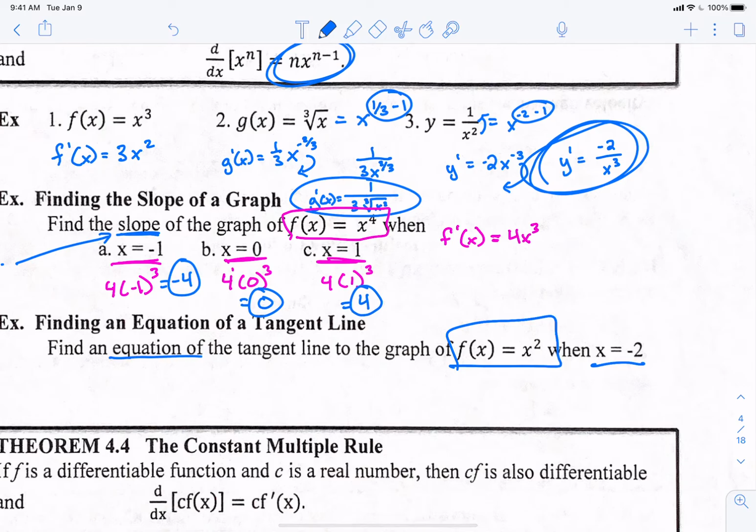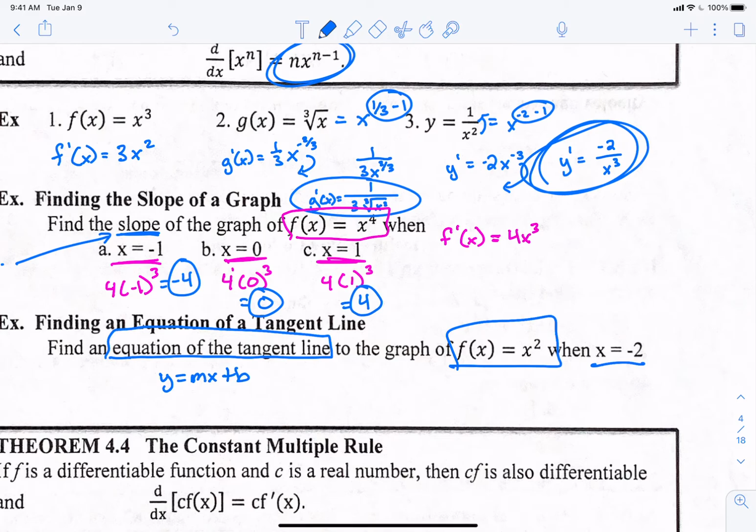All right, find the equation of a tangent line. Equation of a line. What's the equation of a line? y equals mx plus b. That's where you're going to start. y equals mx plus b. Equation of a line. That's where you're starting.